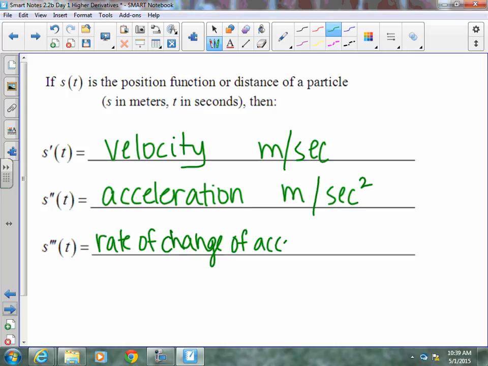And finally, the third derivative is the rate of change of acceleration, which does have a name, sometimes known as the jerk. So if you want to insult someone without them knowing, you can call them a third derivative. And its label would be meters per second cubed.